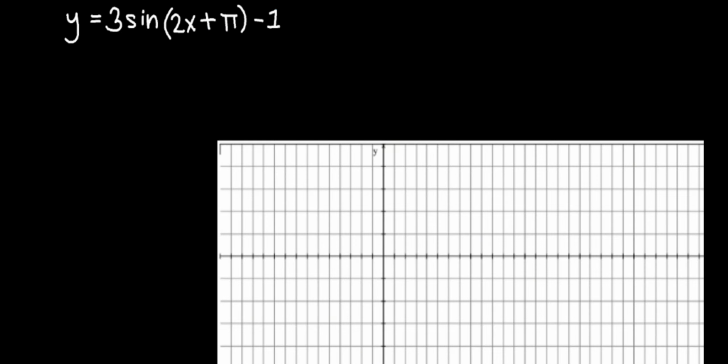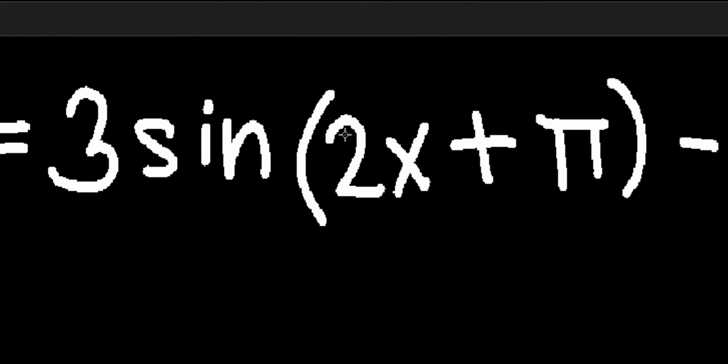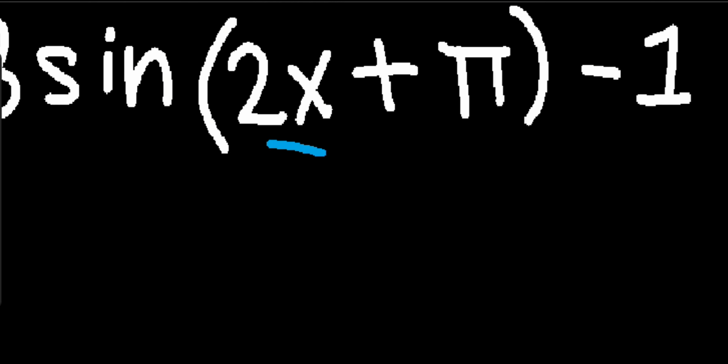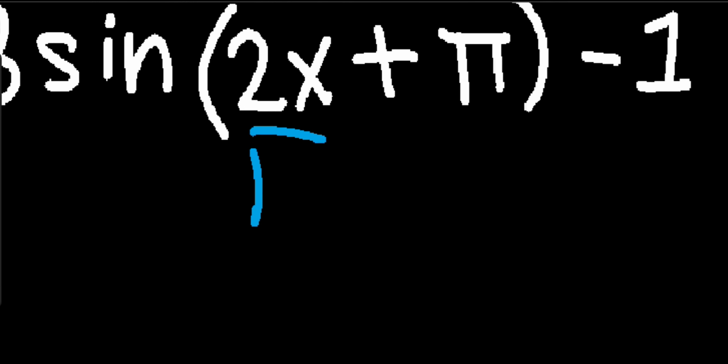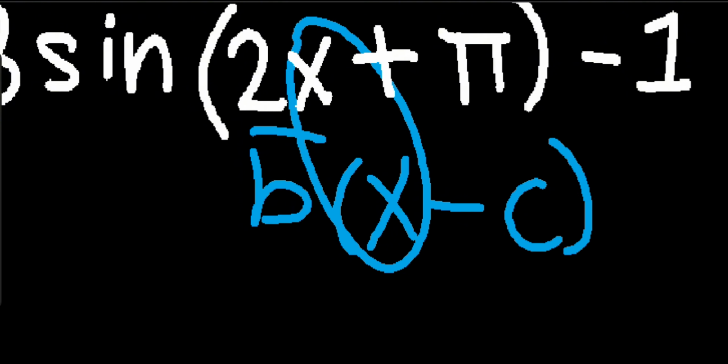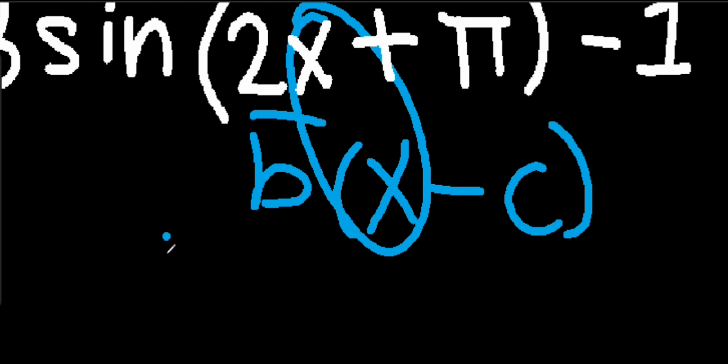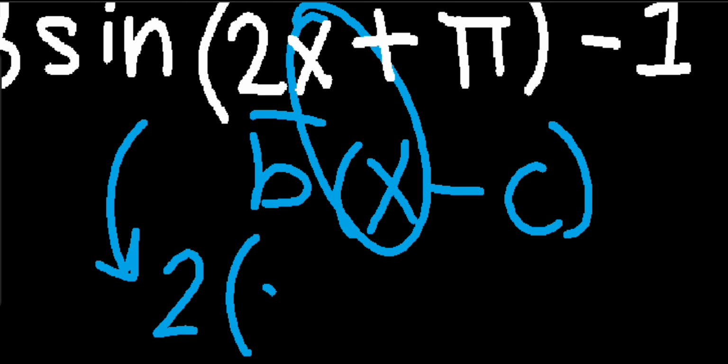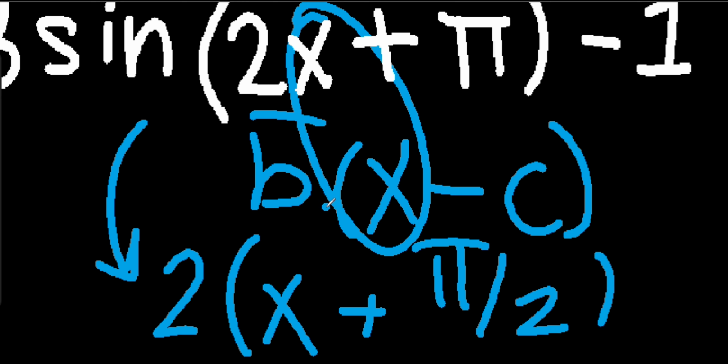Let's try graphing this equation. So here we have y equals 3 sine of 2x plus pi minus 1. Okay, so first notice that the x is not isolated here. It's being multiplied, or it's connected to the 2. Now think back to our transformations equation. The x was isolated, and we had our b factored out. So we need to get what's in the parentheses to match our transformations equation. To do that, we're going to factor out the 2. When you factor the 2 out, you get 2 times the quantity of x plus pi over 2.